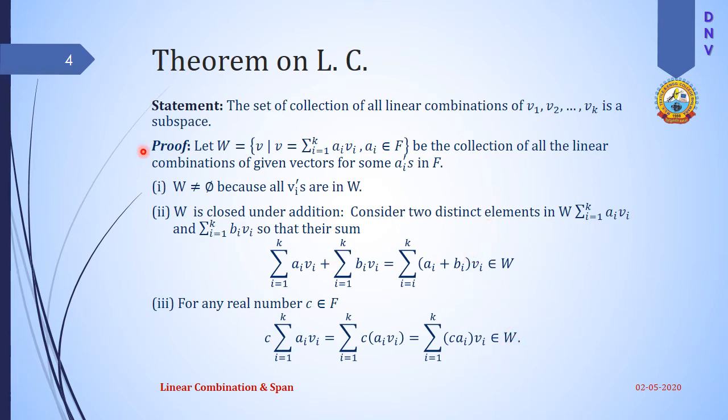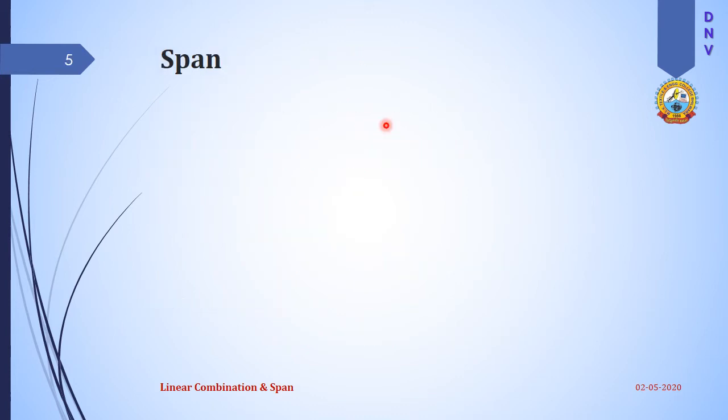So we can say that the collection of all linear combinations of these vectors is again a vector space. So linear combination is not a very simple thing, but it has its significance in vector spaces.